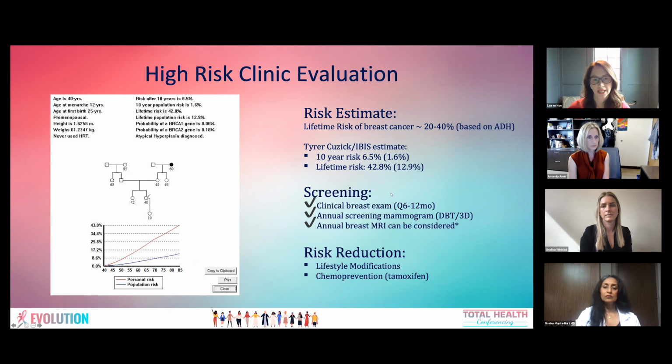She underwent screening imaging, or what was recommended was screening imaging, with a clinical breast exam every 6 to 12 months, an annual screening mammogram, preferably the digital breast tomosynthesis or a 3D mammogram, and an annual breast MRI can be considered based on our high-risk screening guidelines. We discussed the risk and benefits of breast MRI, which we've talked about in a different presentation during this conference. And then we also talked about risk reduction measures that we can take, focused on both lifestyle modifications as well as chemoprevention.